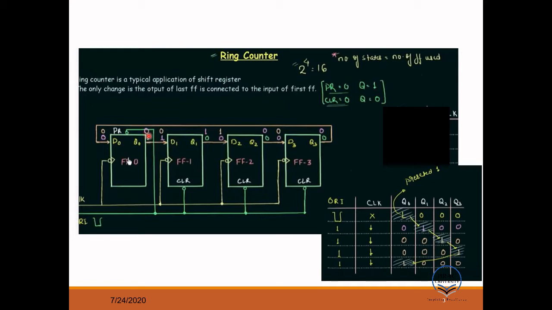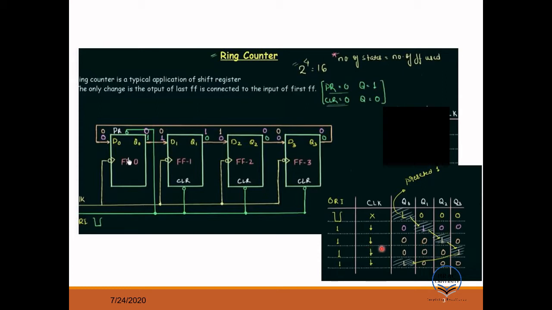For the second clock, this is your output, and your initial value was 1 here, so it's getting 1. So if D1 is 1, Q1 will be 1. So for the second clock, Q1 will be 1. Here the output was 0, so 0 will be going here. If input is 0, output will be 0. So it will be 0.